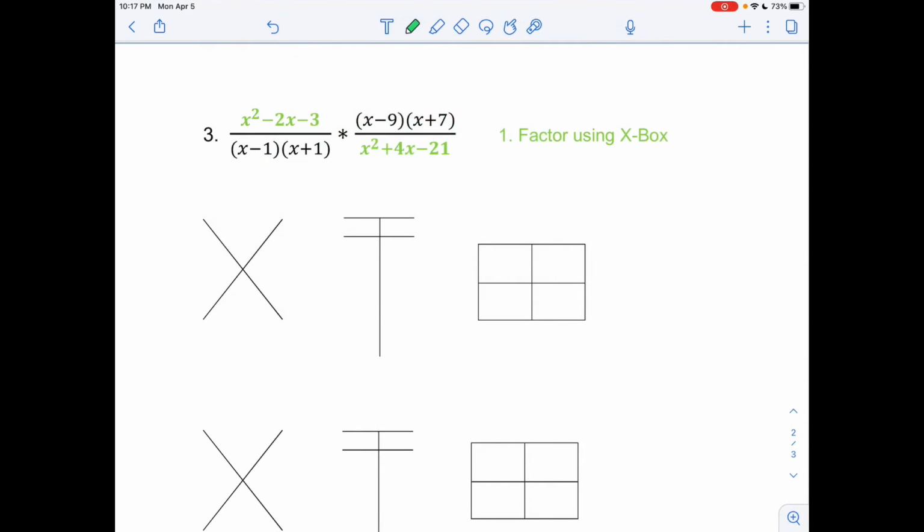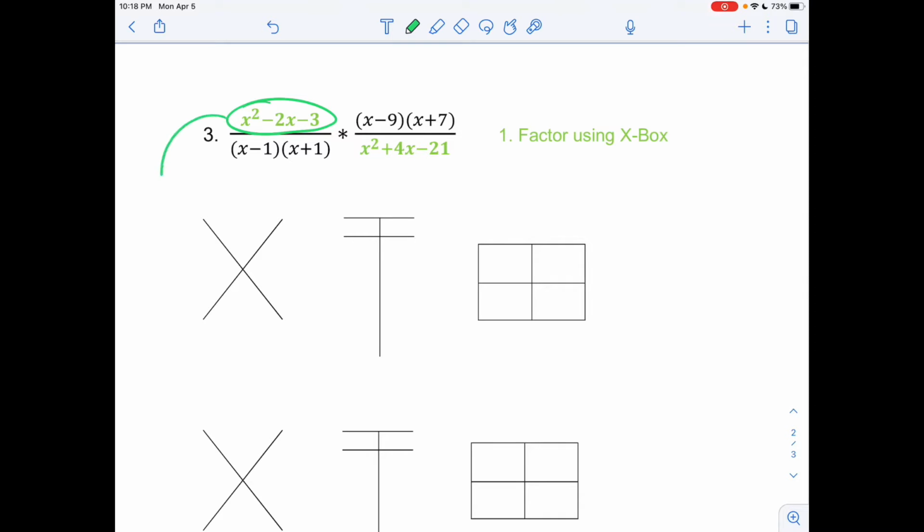Let's take a look at another one. I noticed that there are a couple of pieces that are already factored, the denominator of my first expression, the numerator of my second one. However, I need to factor these quadratics. So let's go ahead and get started.